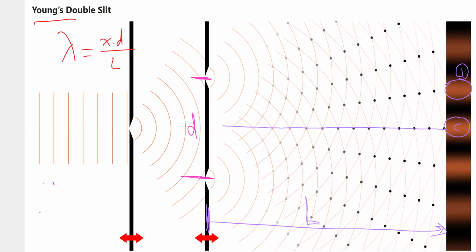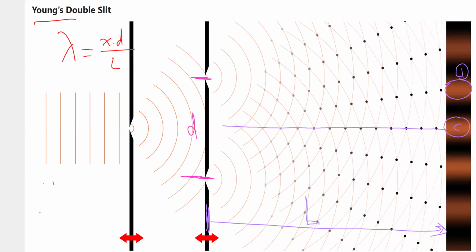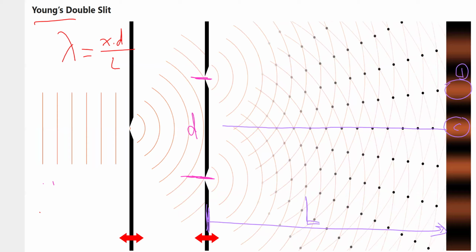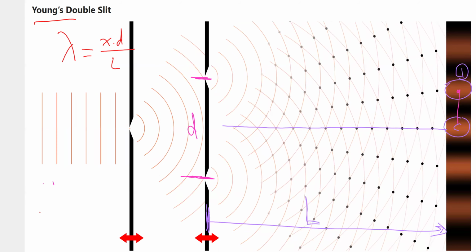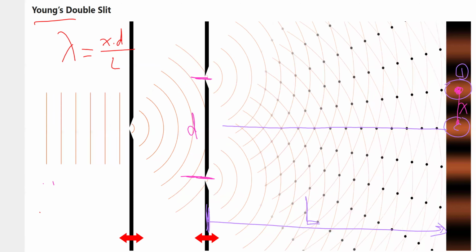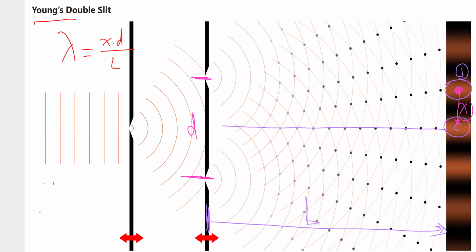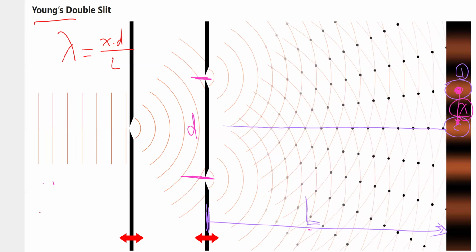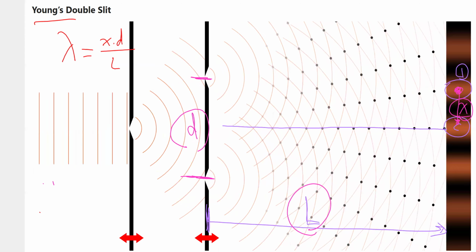The distance between the central band and also the first bright band, so this distance now is called what? X. So the distance here is called X. So you understand now what is X, we understand what is L, and you understand what is D. So now we just apply what?